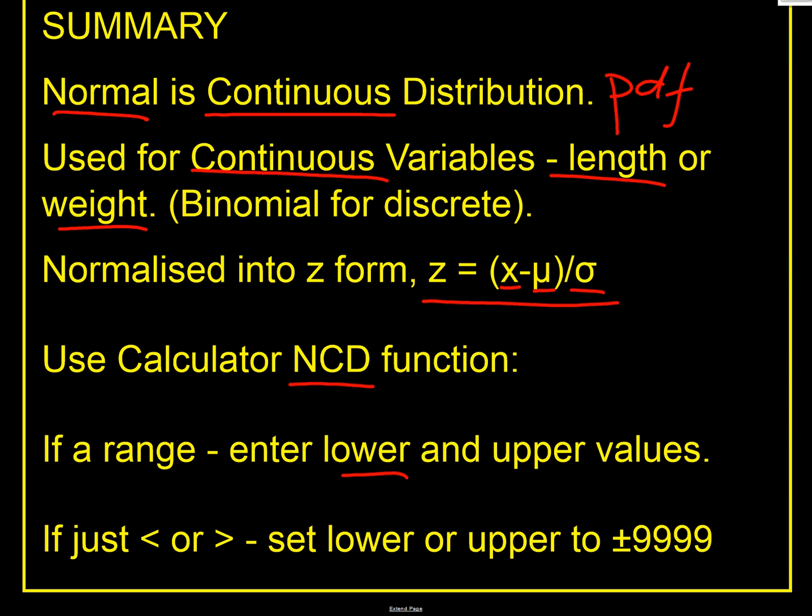We have to put in our lower and upper values, as well as our mean and standard deviation. If we've got just a greater than or less than, then we need to put either a lower or upper value to an extreme, because this is a continuous distribution going to infinity. So we either put in plus 999 or minus 999, depending on the circumstances, some really big number to make sure you get all the probability.